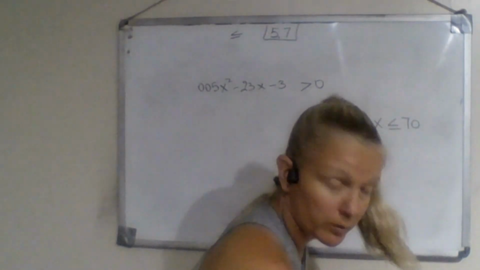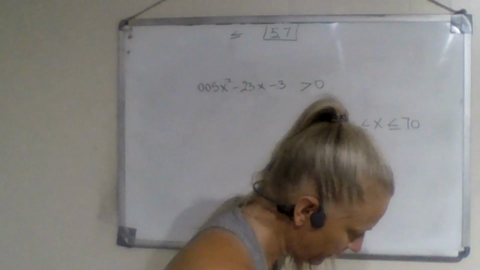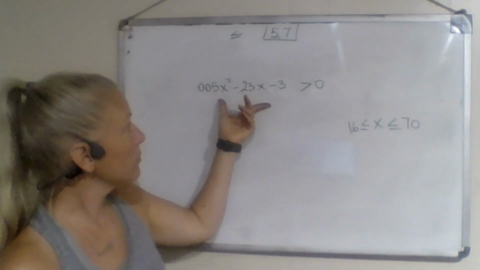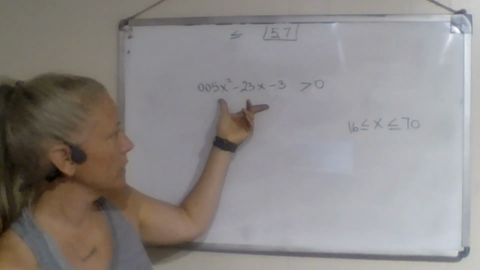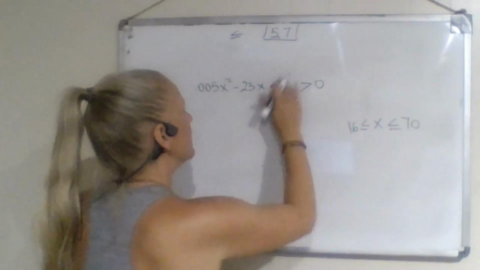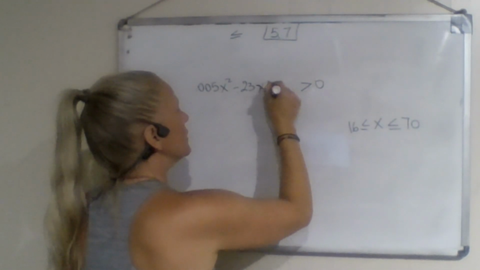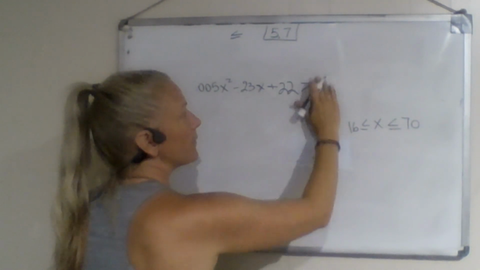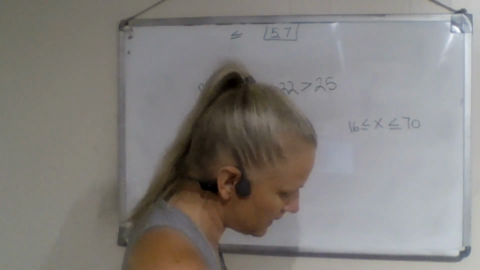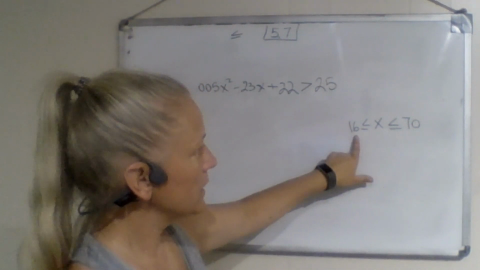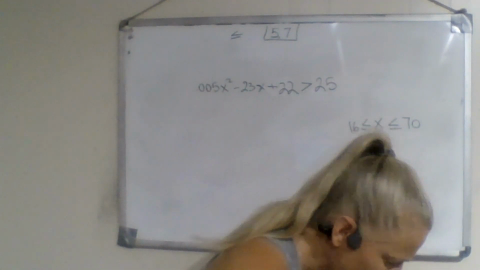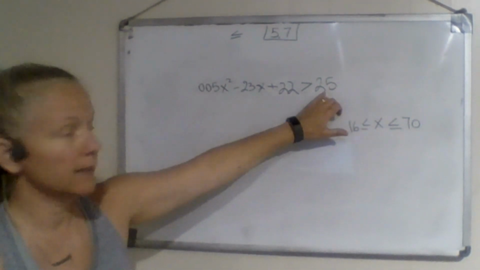Okay, we're going to do the word problem now on example 7. It talks about a driver and the reaction time. I wrote the equation on the board already for you. This was plus 22, this equation, and this was going to be greater than 25. The question says, if that's the equation for ages in between 16 and 70, when is the reaction time greater than 25 milliseconds?